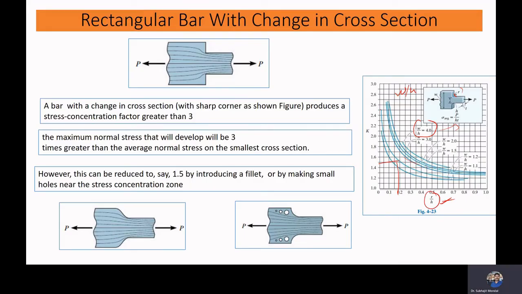And again, for this case also, the maximum value of the stress concentration factor will be 3. And that value can be reduced if we have a smooth curvature here. If you have a smooth curvature here, then we'll have a reduced value of the K.